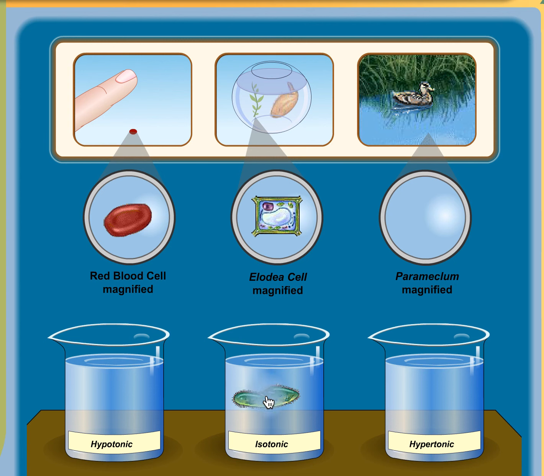Paramecium next. Put in isotonic first. Let's put in hypotonic. And then hypertonic. Again, if you want to see these again, just rewind the video and check it out. Please answer the questions that are given to you.